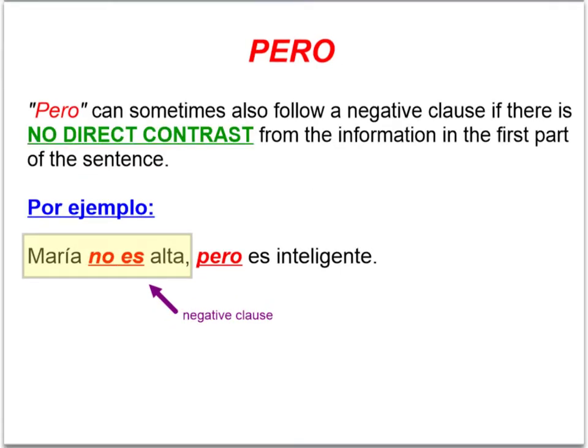Pero can also sometimes follow a negative clause. A negative clause is a negative statement with negative words such as no. Pero will follow a negative clause if there is no direct contrast from the information in the first part of the sentence. An example of a negative clause that contains pero is María no es alta, pero es inteligente. Intelligent and tall are not direct opposites, so pero is used.